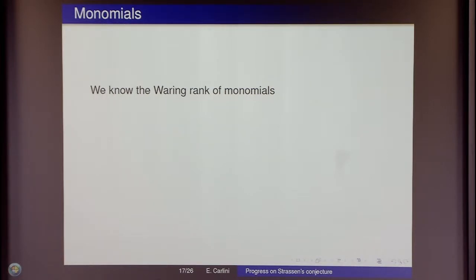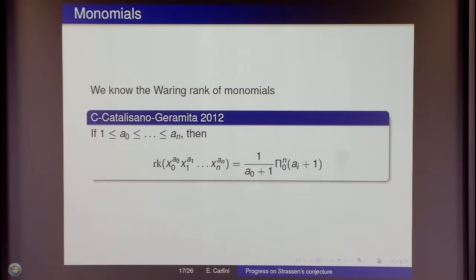So let's start with the easy part. The result about monomials is that the rank is given by this nice formula. You multiply all the exponents increased by 1, but the smallest one you can forget. You can get this by computing using the previous lower bound and an upper bound, which is pretty natural. So we know the Waring rank of monomials.